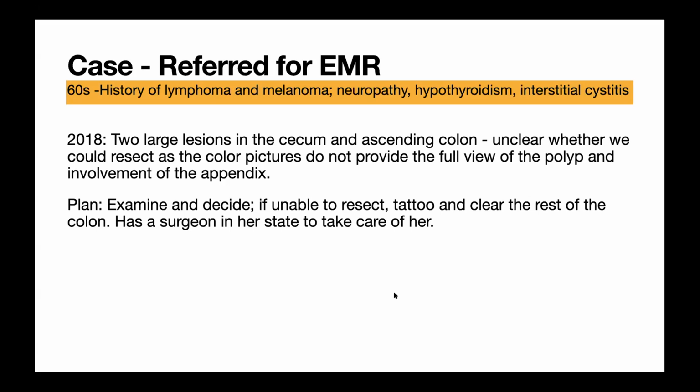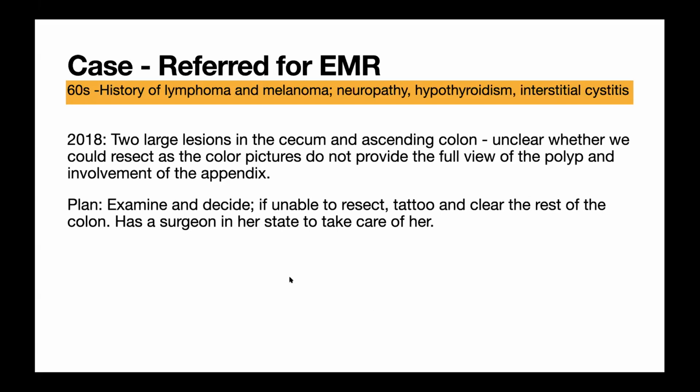So coming to the case, this is a 60-year-old woman, and she had lymphoma in her late 20s, and she was treated with chemotherapy and radiotherapy. And subsequently, she had issues related to chemotherapy. You know, she had neuropathy. She also had hypothyroidism. I'm not sure whether it was related to that. And she suffers from interstitial cystitis. And she had a melanoma treated.